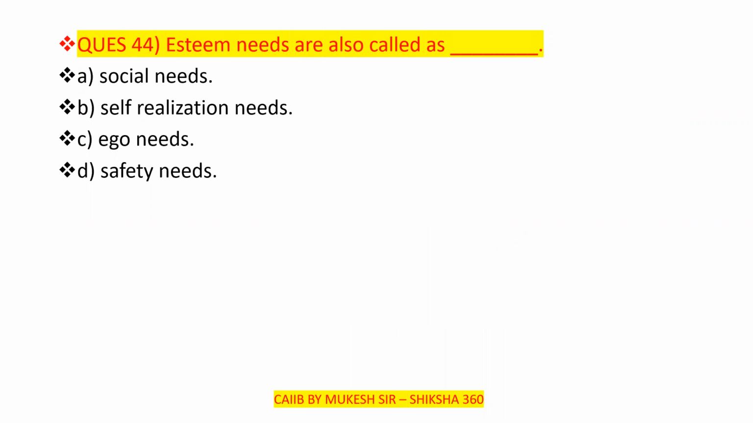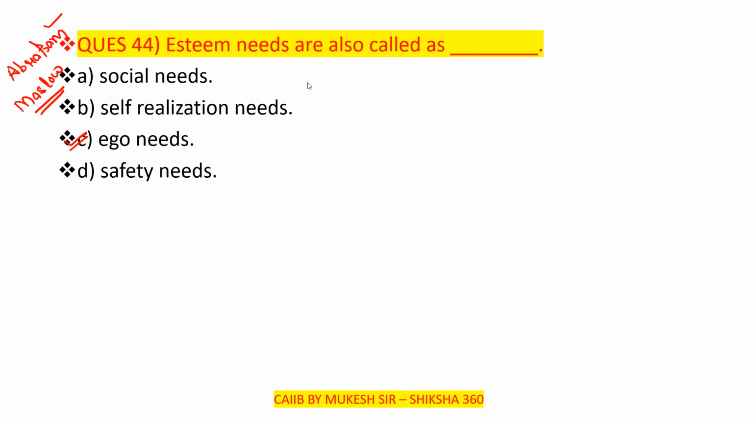Esteem needs are also known as what? What is the correct answer? A option is social needs, B option is self-realization needs, C option is ego needs, option D is safety needs. Clear? We know that this is the hierarchy of needs, and the correct answer is ego needs. This concept is given by Abraham Maslow, and there are 5 needs.